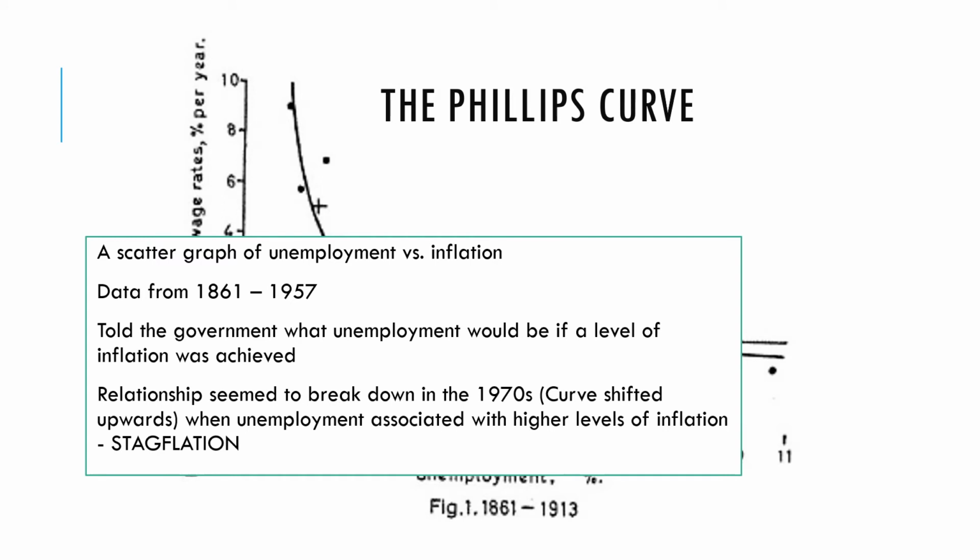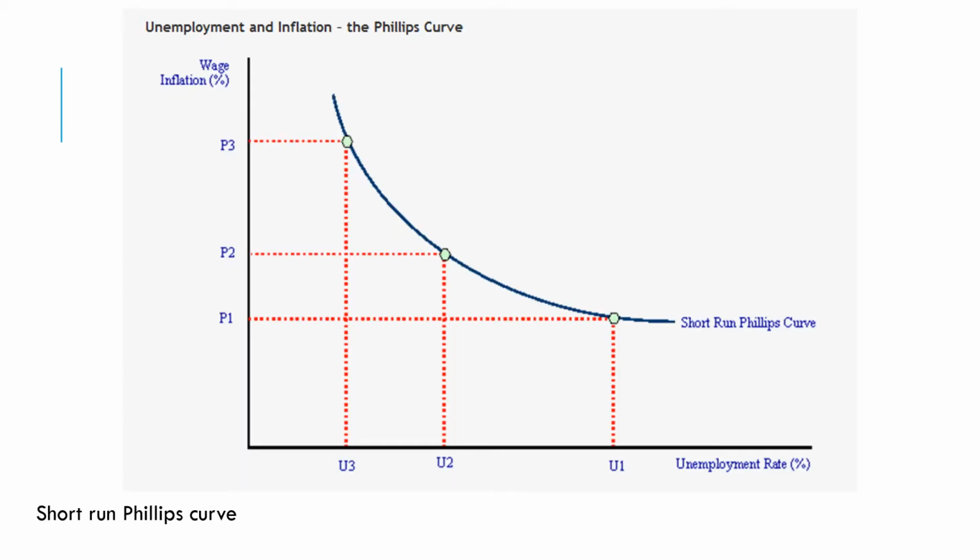In the 1970s, this analysis seemed to break down a little bit when the curve shifted upwards and unemployment was associated with higher levels of inflation, a concept or phenomenon we know as stagflation. So here is our illustration of the short-run Phillips curve. So this is what we should have down in our notes, this sort of diagram.